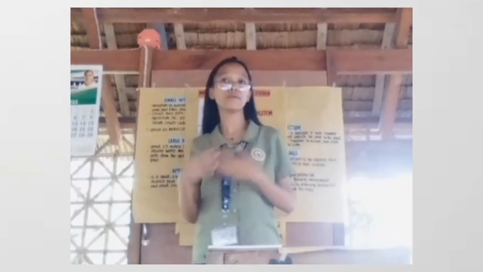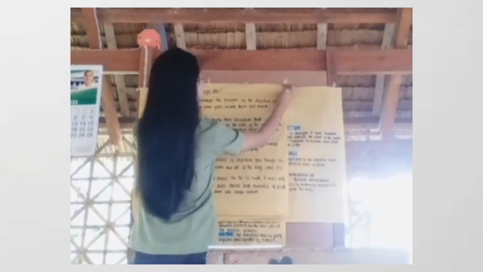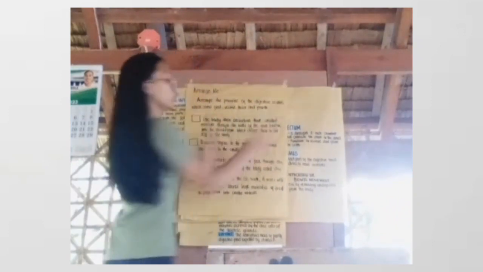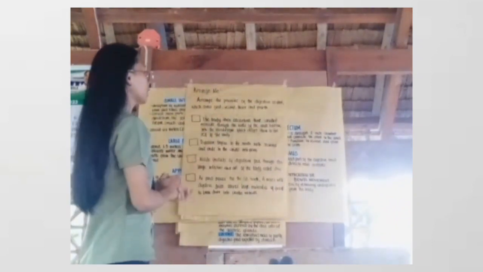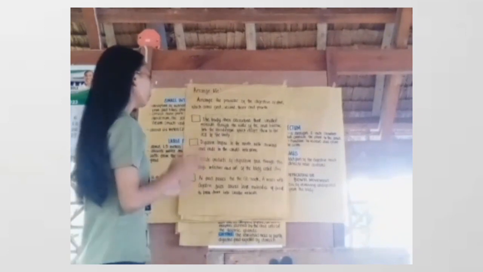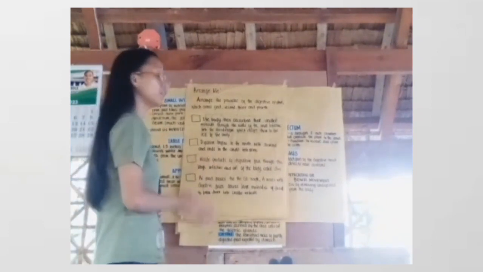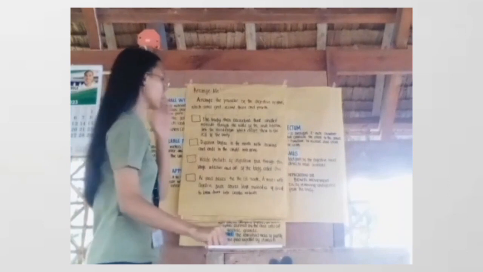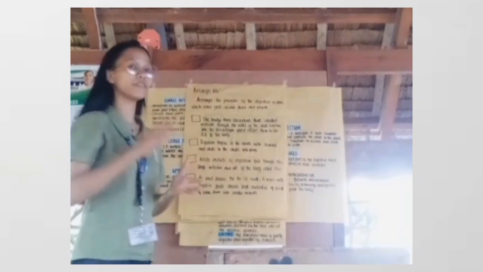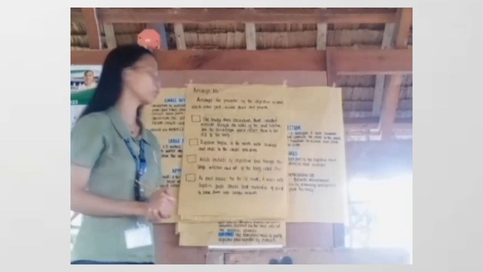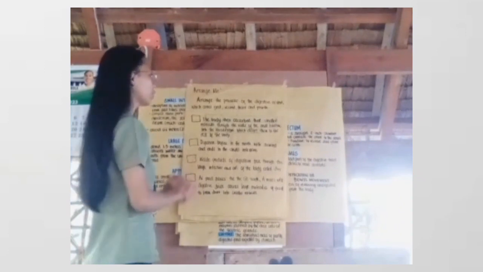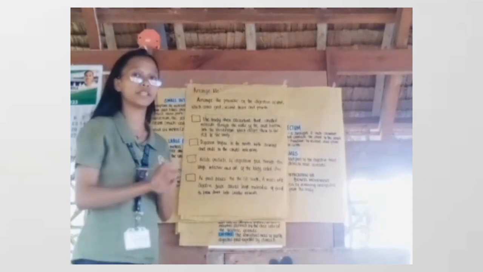Okay, thank you. This time we will have our activity that reflects your understanding of our discussion. We will call it Arrange Me. All you have to do is to arrange the processes of the digestive system, which come first, second, third, and fourth. So here are the processes. I give you 5 minutes to analyze what would be the first, second, third, and fourth processes of the digestive system.